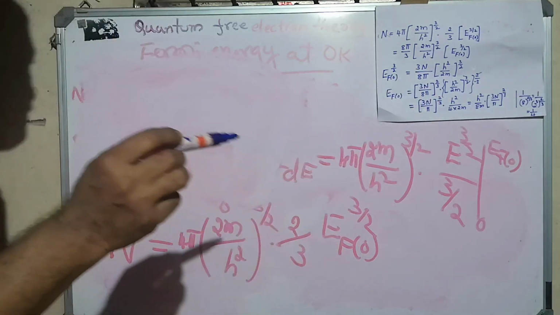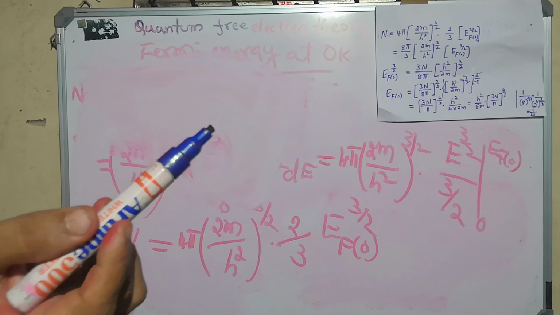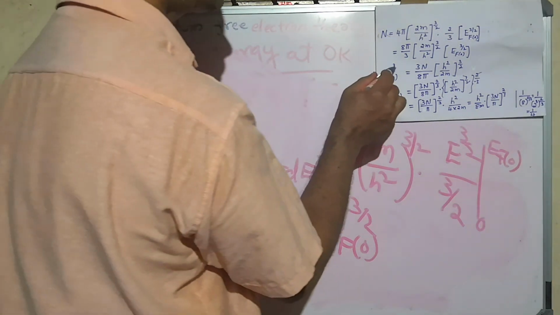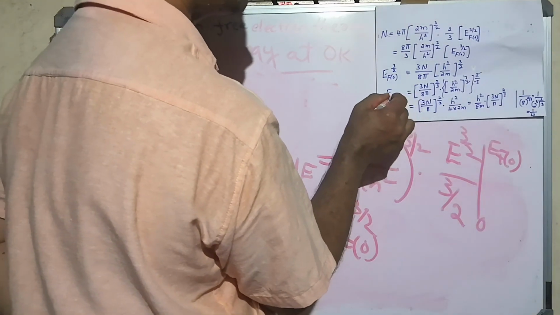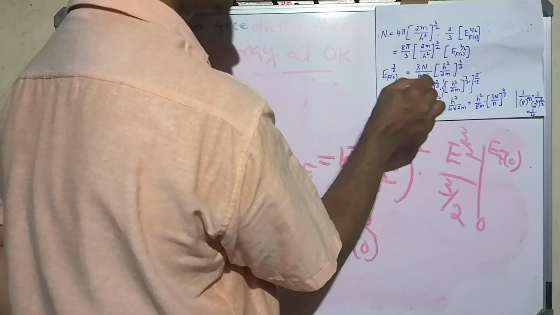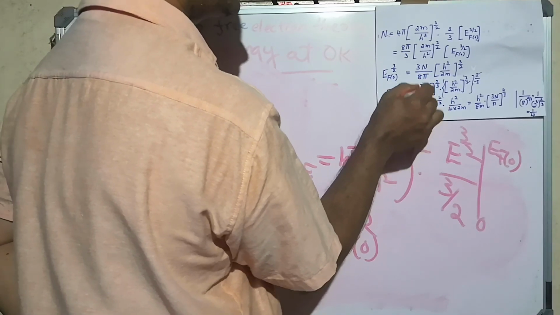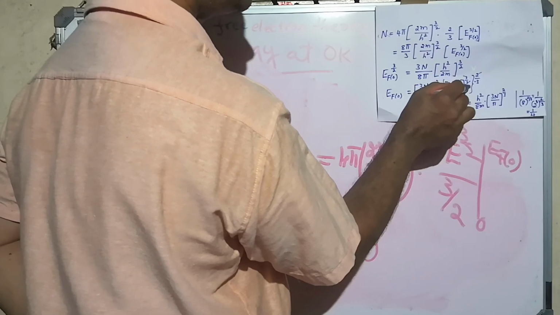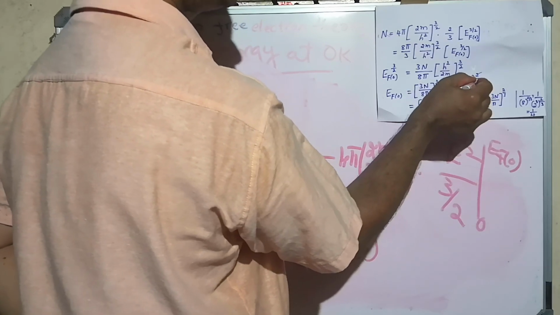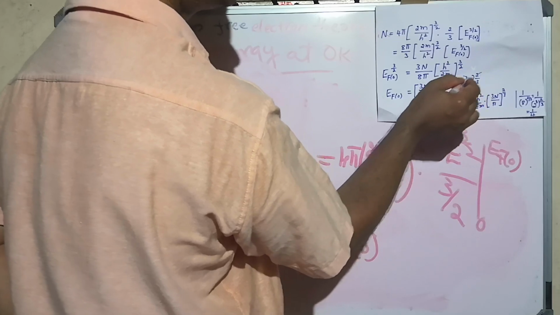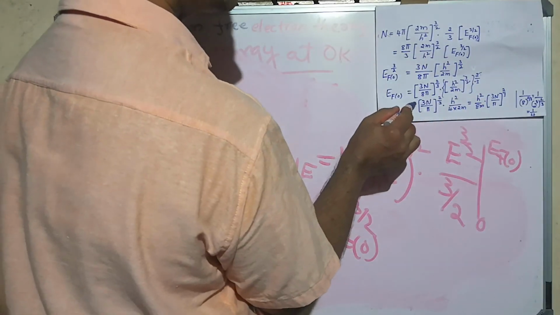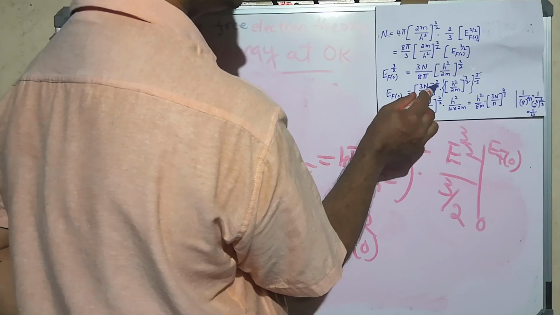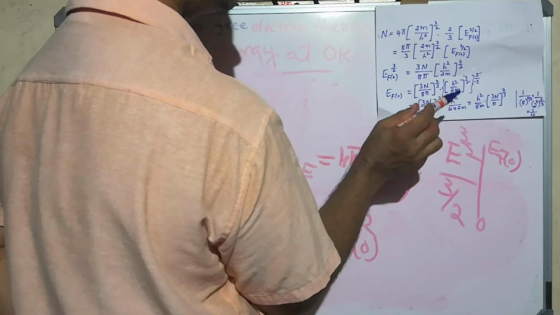If x² is equal to y, then x is equal to y^(1/2). Similarly, here we have E_F0^(3/2), and you require E_F0. Therefore, take the reciprocal power: (3n/8π)^(2/3) times ((h²/2m)^(3/2))^(2/3). The 3 and 3 get cancelled, 2 and 2 get cancelled. The remaining term is now (3n/2π)^(2/3) into h²/2m.